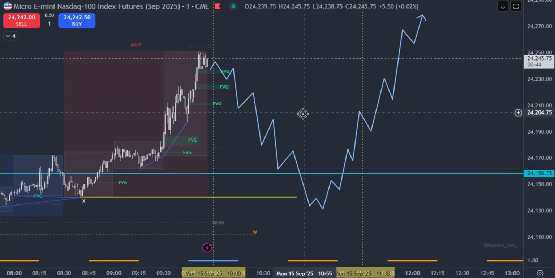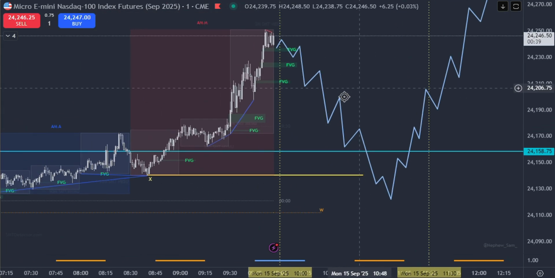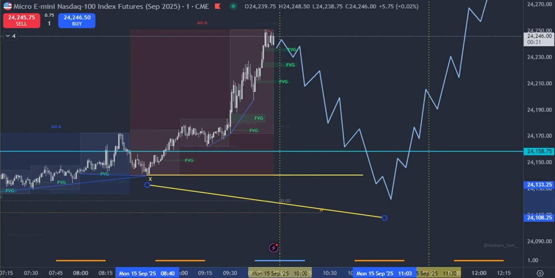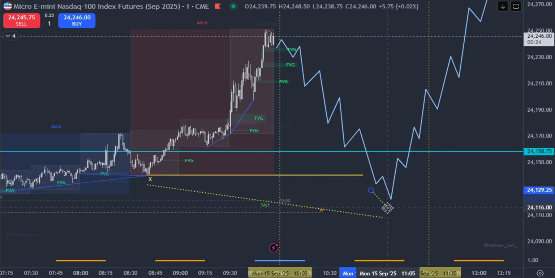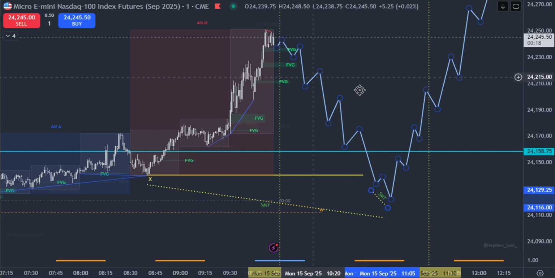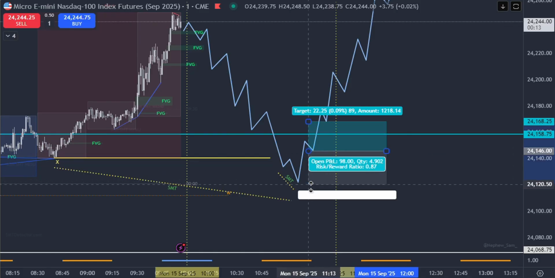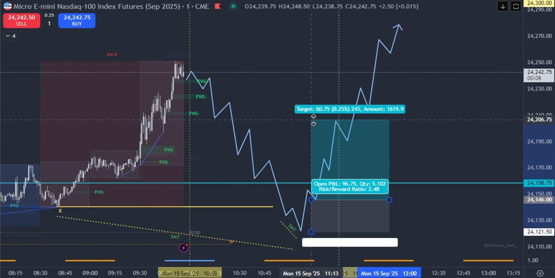All right. So we purge a 90-minute cycle. We look for a form of SMT here. If you don't have the SMT there, if we purge this, another form of SMT will be here. Then you look for your long entry. You do your 1 to 1, 1 to 2.